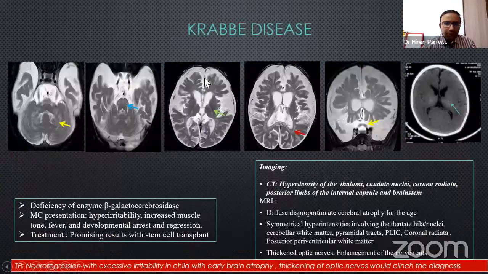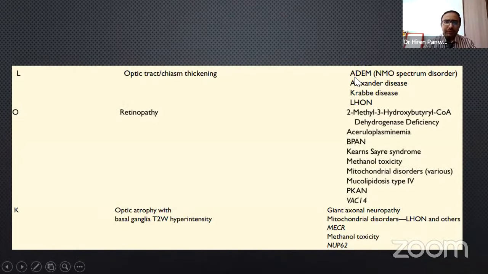I forgot to mention that Krabbe is one of the diseases which can have this kind of optic chiasm thickening, which we have seen in other disorders like Alexander disease. Even MLD and some other conditions, like ADEM in the acute phase, can have optic tract thickening. These are some other ophthalmic abnormalities seen in several conditions that we can go through later at your ease.